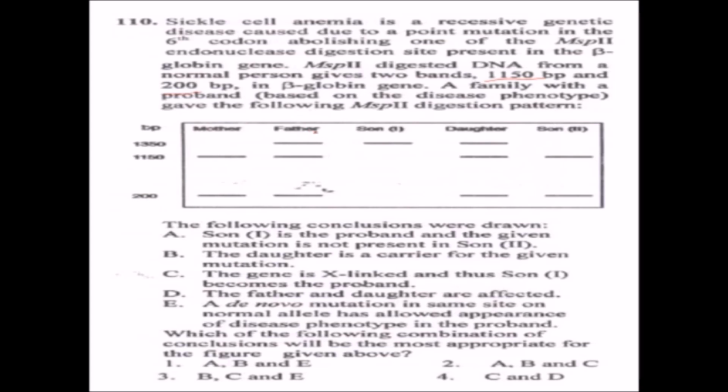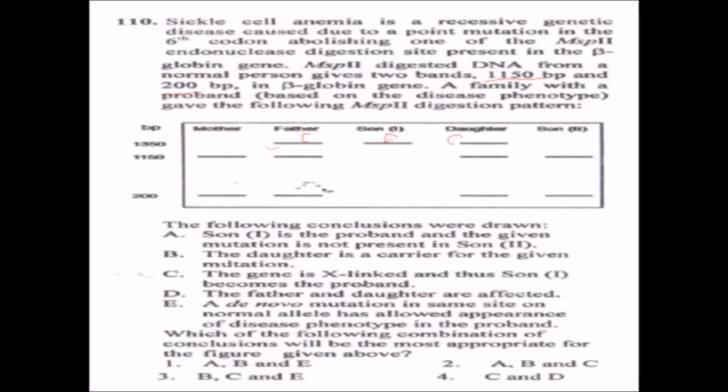The father has one gene for the normal and another additional gene, so it is possible there will be a band of the abnormal globin. So we can say that he is a carrier. But in the son, the normal band is completely absent, so the son is the affected one. The daughter has the same pattern as the father, so she is also a carrier, and son number 2 is normal.